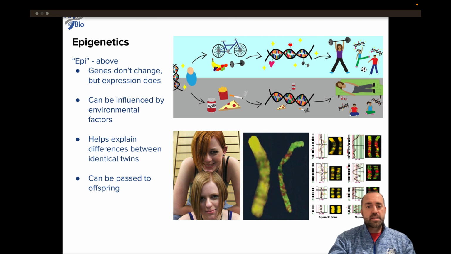This helps explain a lot of things: differences between identical twins, how certain cancers form over time, how certain carcinogens can affect our genome. And what's interesting is a lot of research is being done, and there are studies that show that even changes in your epigenome can be passed on to your offspring. So your diet essentially could affect what genes are turned on and turned off in your offspring, for example.